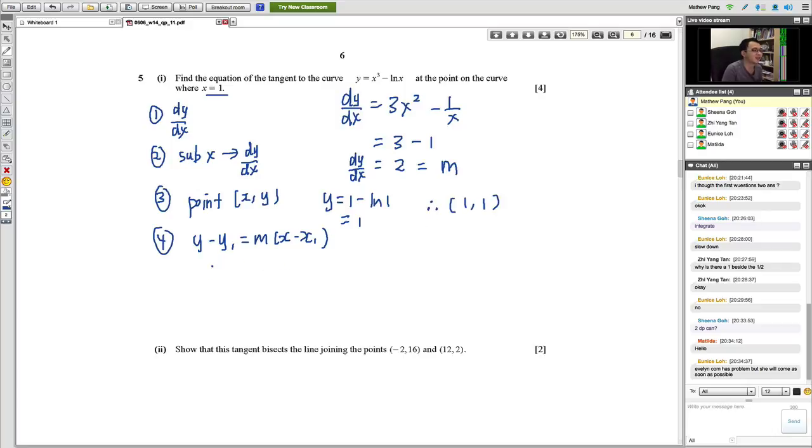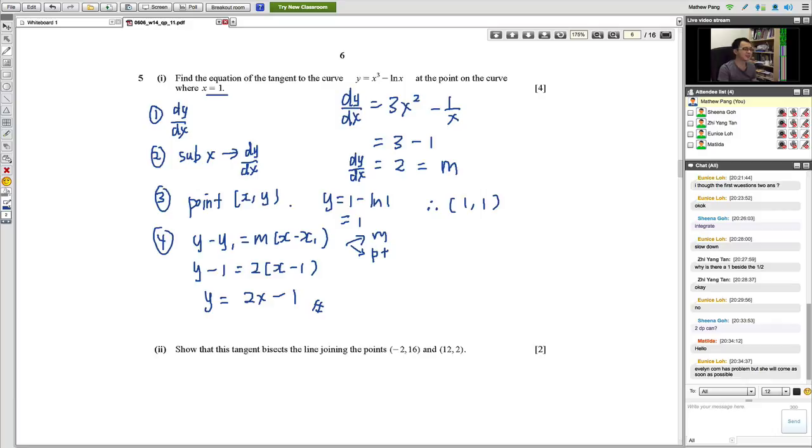I said in order to use this formula, you need to have two pieces of information, right? You need the gradient and a point. Now you have the gradient equal to 2 and you have the point (1, 1). Just substitute everything in, then you get the answer easily. y minus 1 equals 2(x minus 1). So basically y will equal 2x minus 2 plus 1, which is 2x minus 1. Done. Why do these questions look very easy? Anyway, this one is the equation of the tangent.